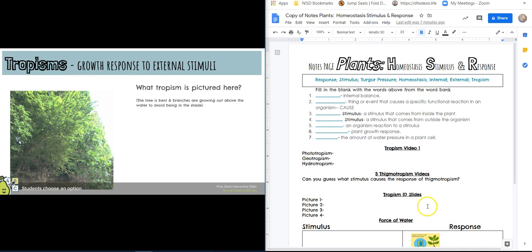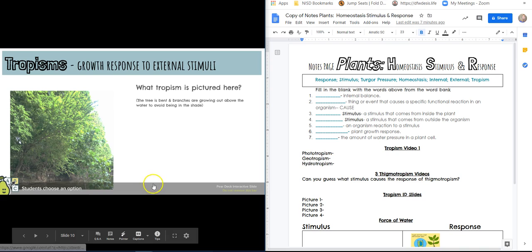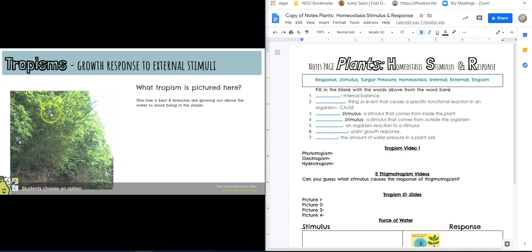These next four slides are slides where you're going to identify tropisms. Notice that this says it has a Pear Deck option. We're not using that. You're just answering the questions on the slides right here. You're just trying to determine what tropism is pictured. It says the tree is bent and the branches are growing out above the water to avoid being in the shade. So if it's avoiding the shade and growing into the light, what tropism is that? You write that answer down.